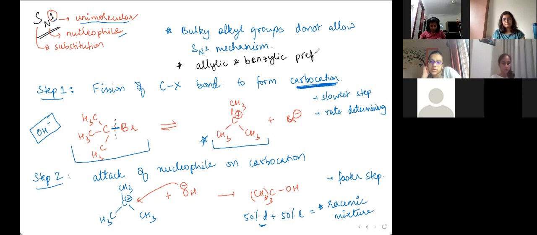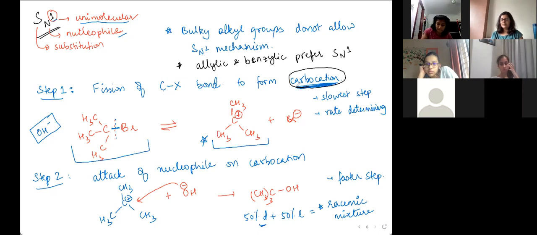Could you repeat this point? See, this particular mechanism's first step is the formation of a carbocation. So whichever molecule is capable of forming a stable carbocation will prefer the SN1 mechanism. One of those is tertiary halides, so tertiary will prefer SN1. Apart from that, allylic and benzylic also prefer SN1. So allylic can be primary, right? Why?